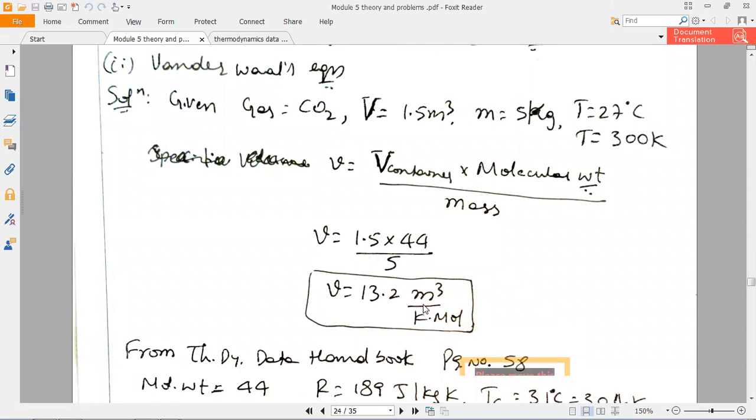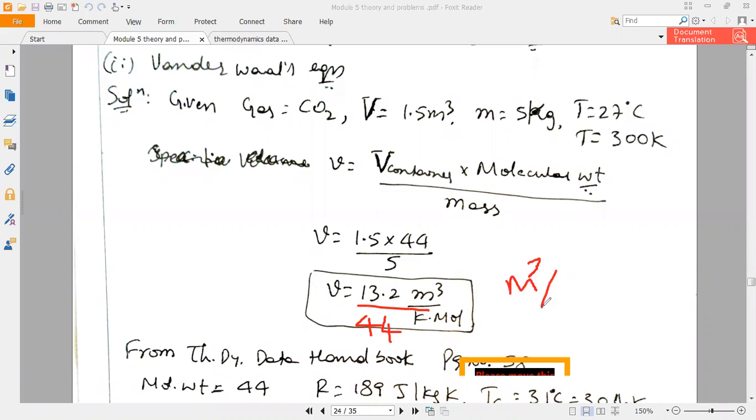Suppose to convert meter cube per kilomole to per kg, just divide this by 44. You will get meter cube per kg. That's all.